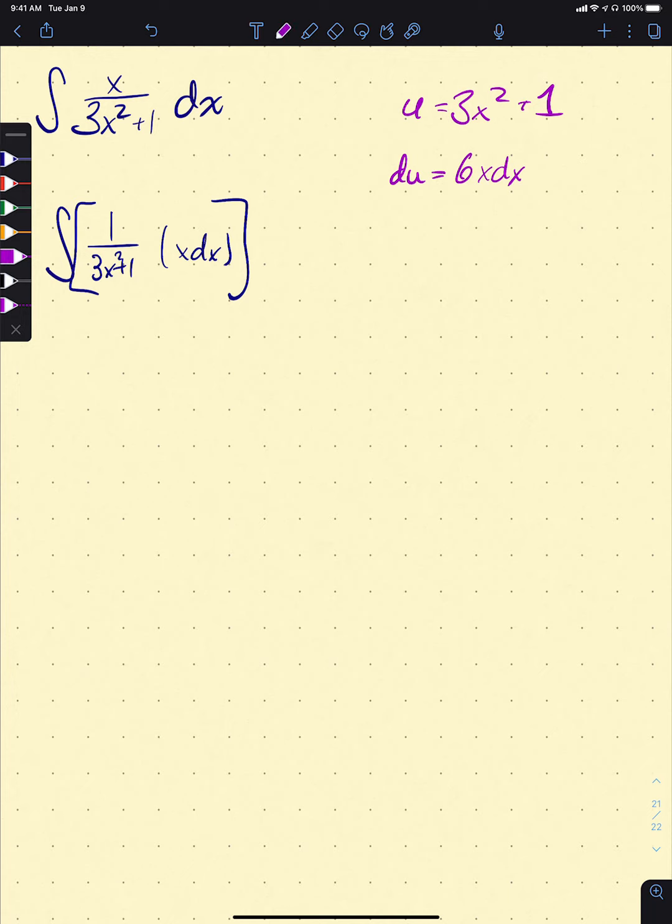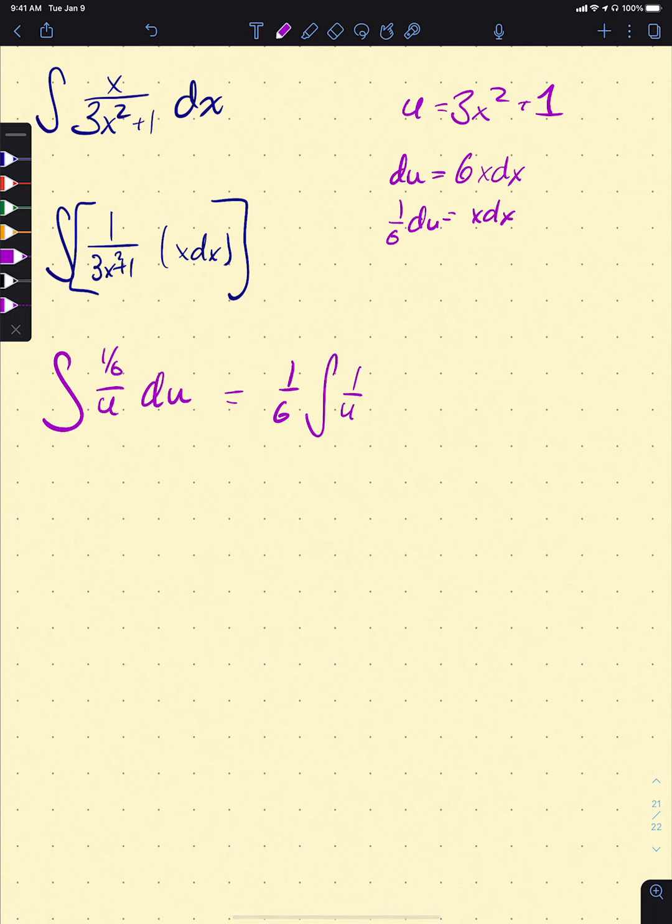So this is telling me that we have an extra factor of 6 here. So we have x dx is 1 over 6 du. Now we can make our substitution. Looks like we're going to get 1 over 6 over u du, actually, right? Because we have this 1 over 6. But of course, that 1 over 6 is going to factor through, times the antiderivative of 1 over u du.